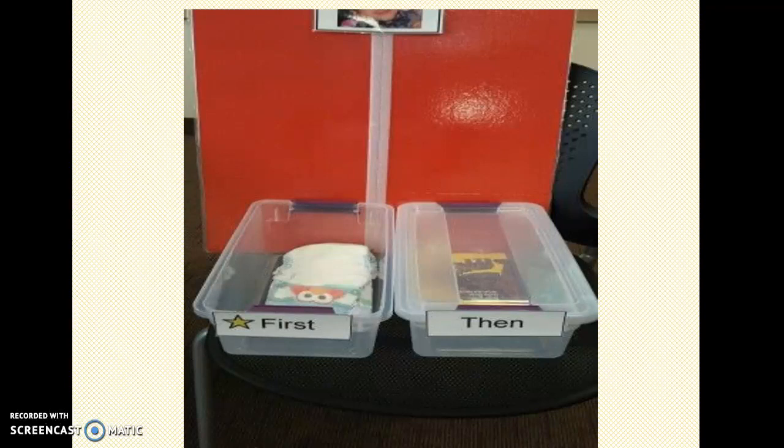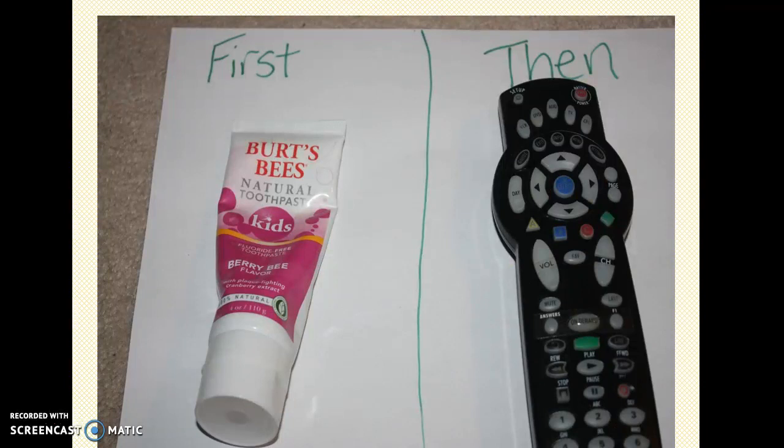So this one has first, and it has a pull-up. So first we're going to do pottying, and then you get access to your favorite dinosaur book. Here's another example, like the previous one, of using objects to depict first-then. And of course, the first is something that may be unpreferred, followed by something that's preferred.